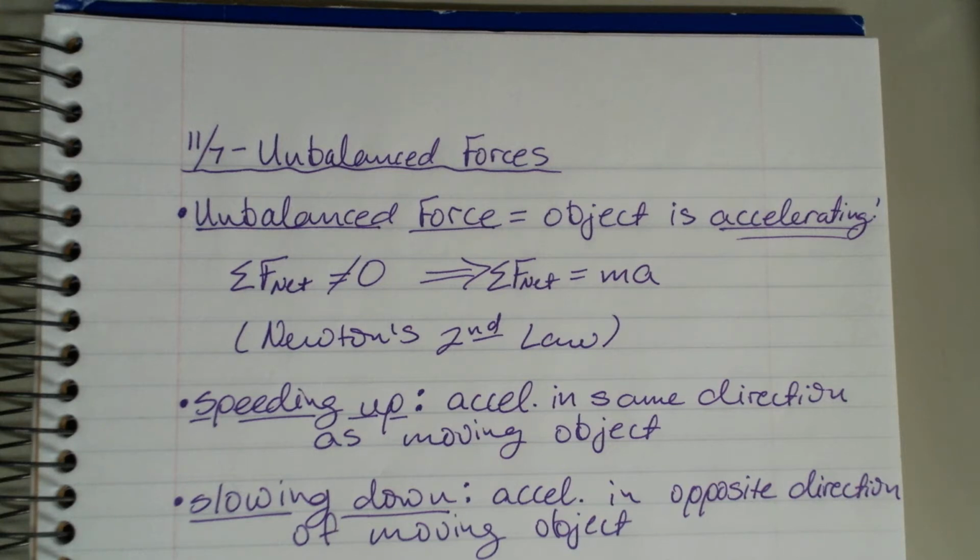This is for a non-equilibrium problem, so your F-net is not equal to 0 anymore. Now your F-net is equal to mass times acceleration, which is an application of Newton's second law. If the object is speeding up, the acceleration will be in the same direction as the moving object. If it's slowing down, the acceleration will be in the opposite direction of the moving object.